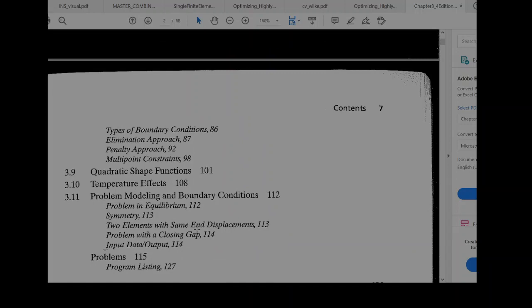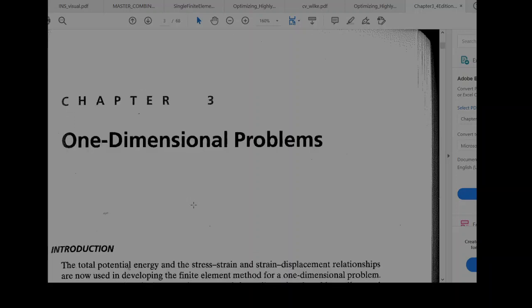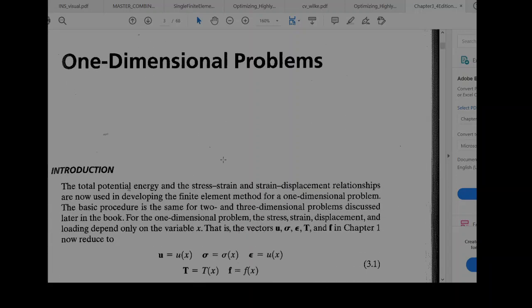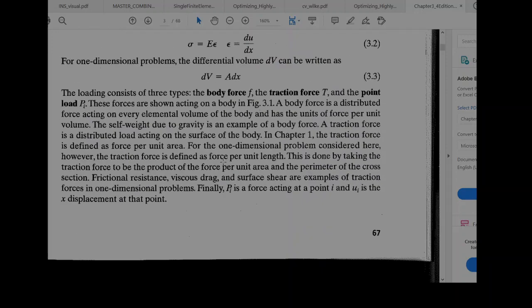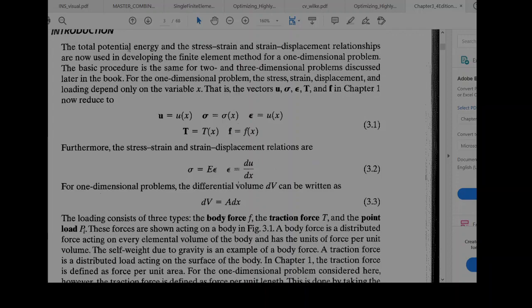And then we looked at the elimination approach on page 87. So I'm going to quickly scan through this just to show you more or less where we are. Okay, so this is now chapter 3, just so that we can walk through this quickly. This is all things that you are quite familiar with, this one-dimensional description of the problem.